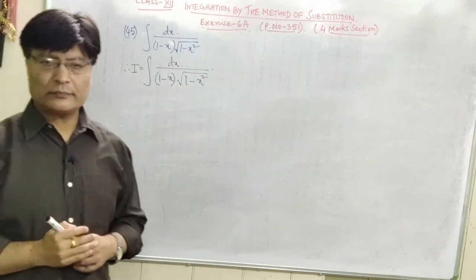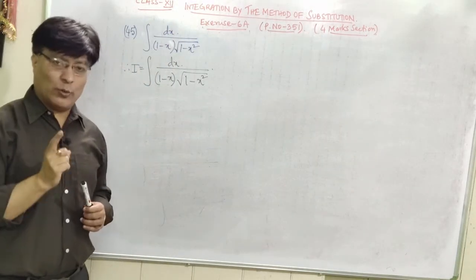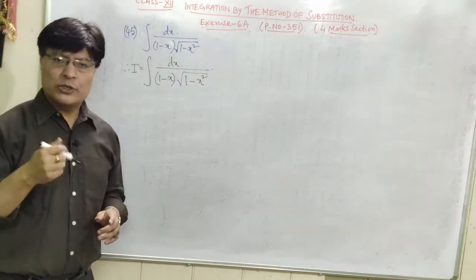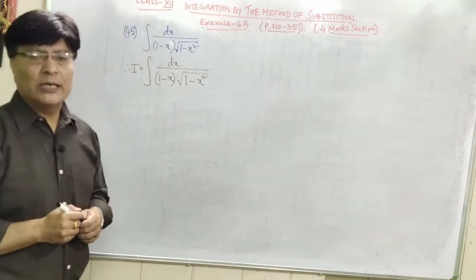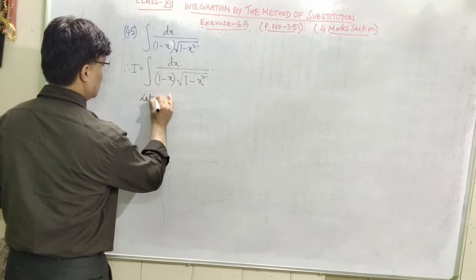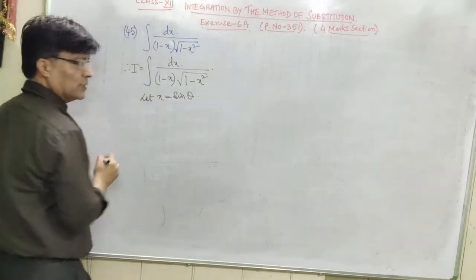Okay, now always you have to consider the expression within square root, always. So within square root there is 1 minus x square. So what should you put for x? Here also you have to do the trigonometric substitution. So let us put x is equal to sine theta. So let x is equal to sine theta.